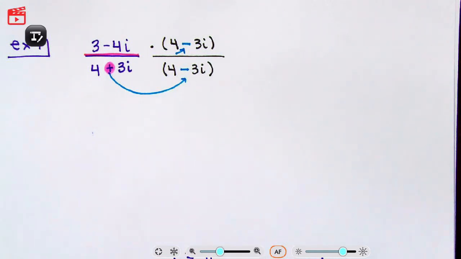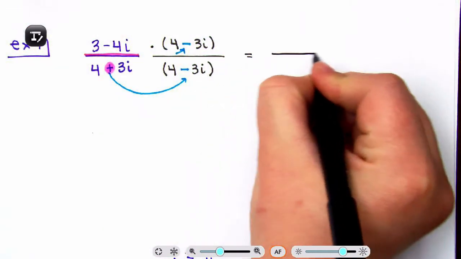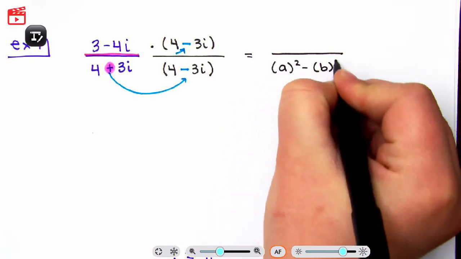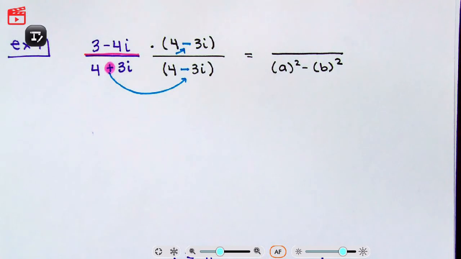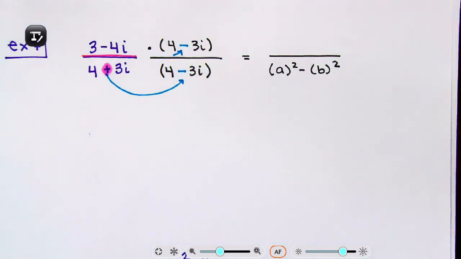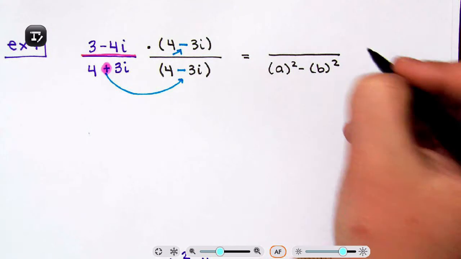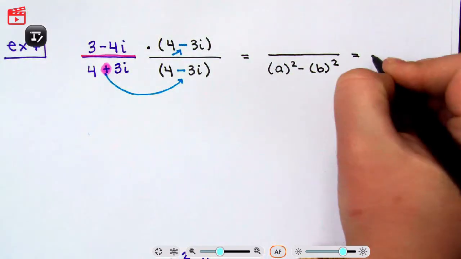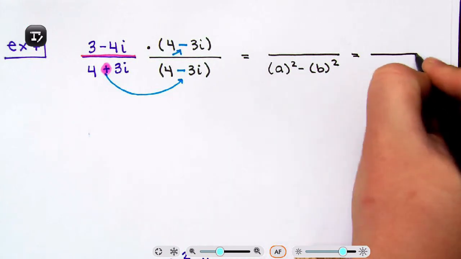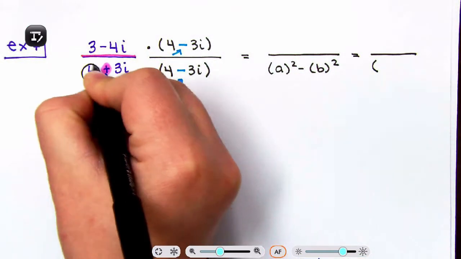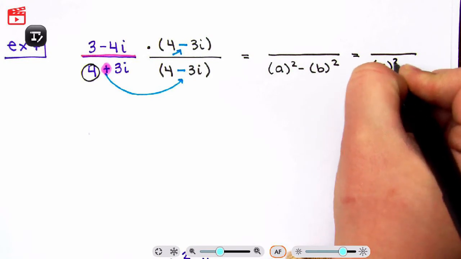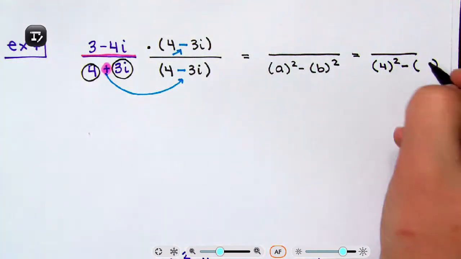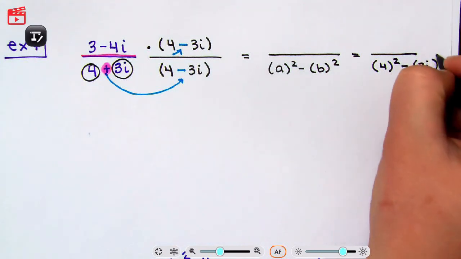Now, when you multiply them, the bottom follows a pattern. The bottom follows a squared minus b squared pattern. This comes from the square binomials, right? So when we have this, I'm not going to worry about the numerator here. We can say, what's our a? Well, our a is 4 squared minus, always minus, don't change the minus. What's our b? Well, our b is 3i squared.